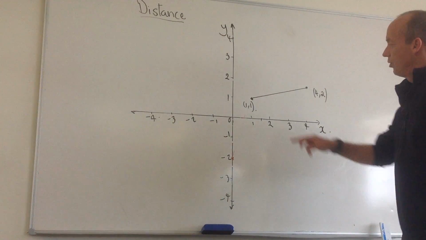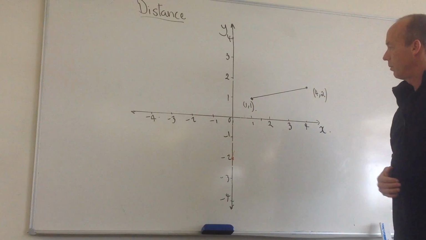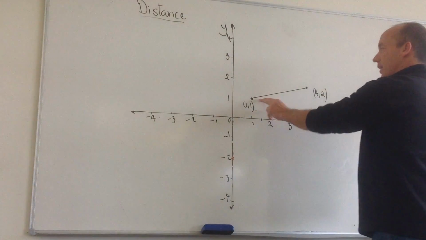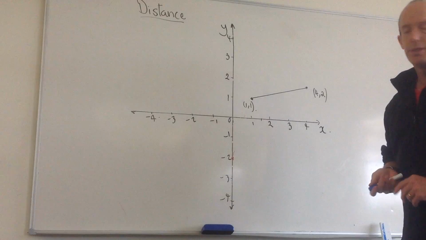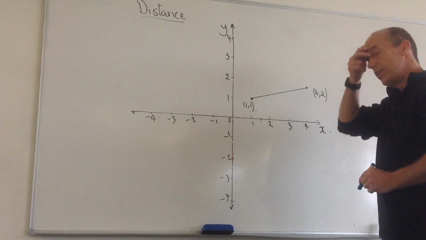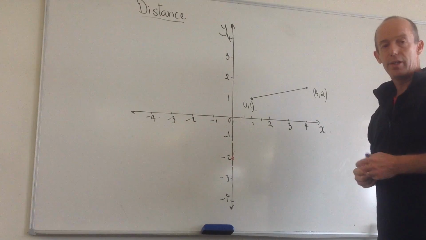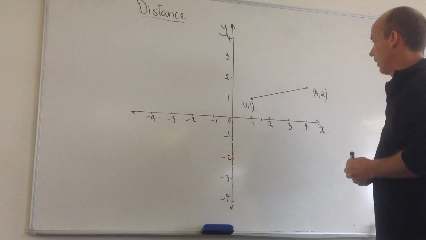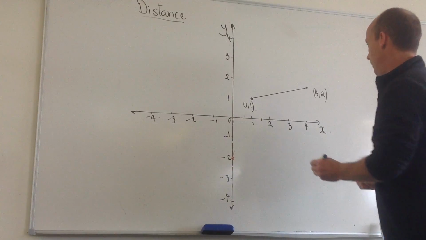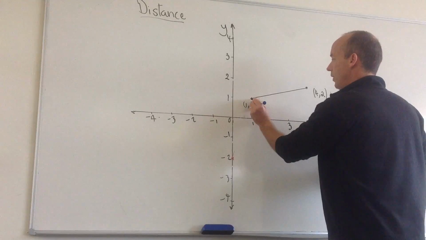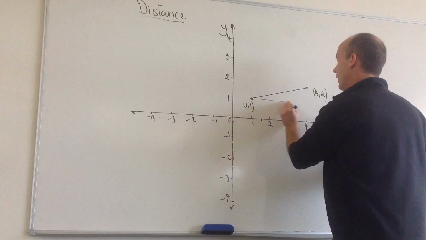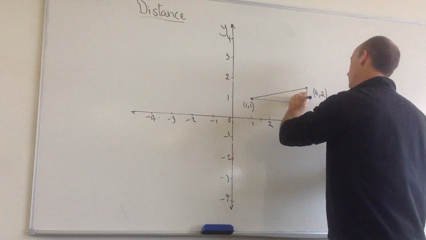Okay, if I've been given 2 points, and I've got an example here, and I want to figure out the distance between those 2 points, what I need to do is something that we did earlier in the year, is use Pythagoras' theorem. So, what I do here is effectively make a right angle triangle.